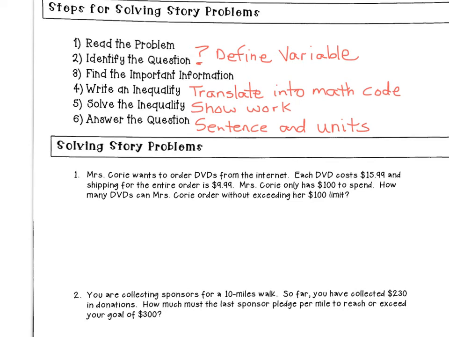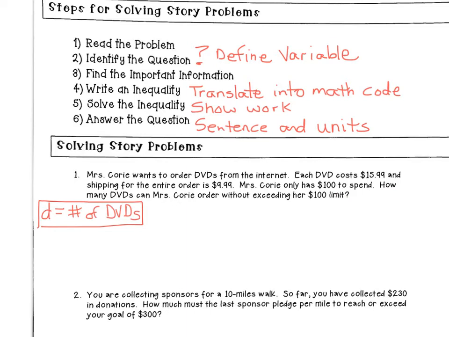I need to find the question. Here's the question mark. So where does that start? Right here. How many DVDs? So I'm going to use D. D stands for the number of DVDs. That's not a hashtag, that's a number. Number of DVDs. Okay, so there's my variable. Now let's translate.